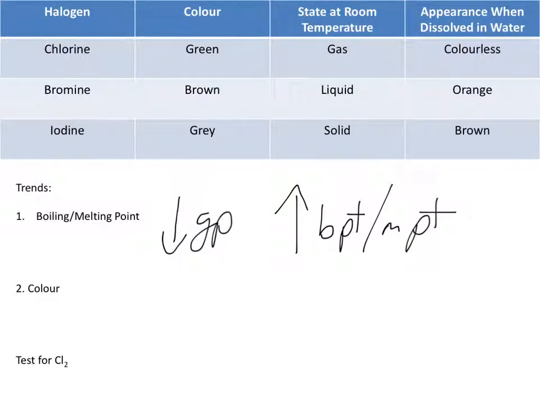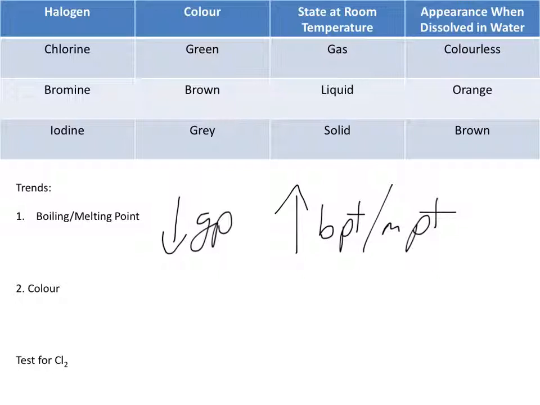If we're predicting what fluorine would look like, well, the chances are it's going to be a gas, and it is a gas, because as we go up the group, the boiling and melting points decrease. So fluorine would be a gas, and it would actually be colourless. So as we go down the group, the boiling and melting points increase and the colour darkens.